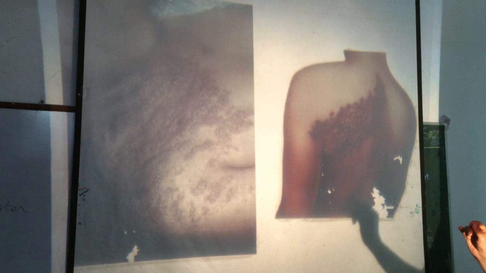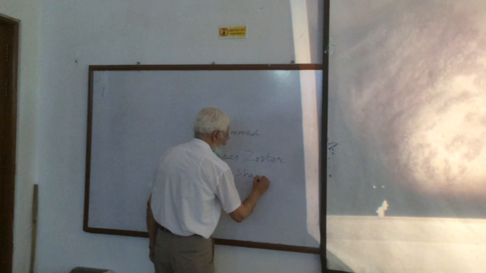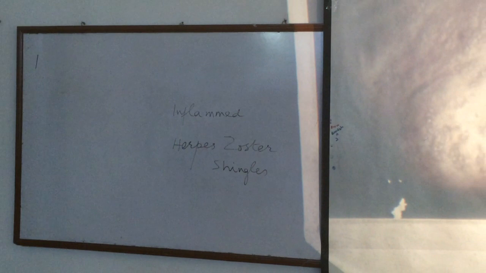Herpes zoster is also called shingles. Now in herpes zoster, there is severe pain in the dermatome associated with the infected dorsal root ganglion. Do you know dermatome? It is a band-like area on the skin, halfway along the body. So in the dermatome associated with the infected dorsal root ganglion, there is severe pain.